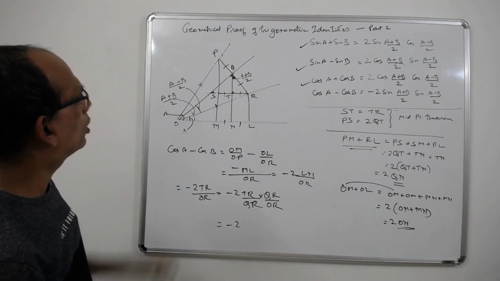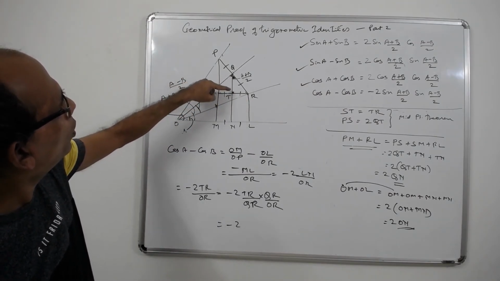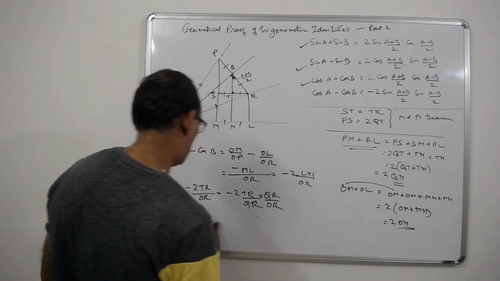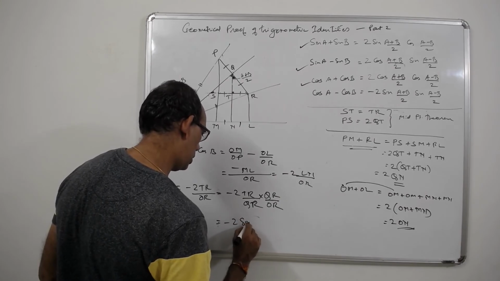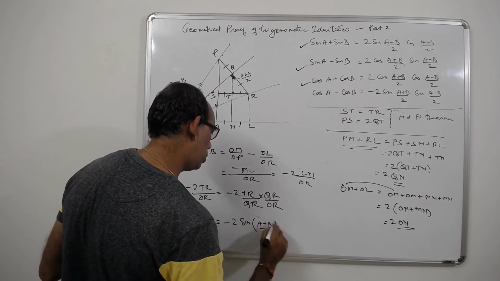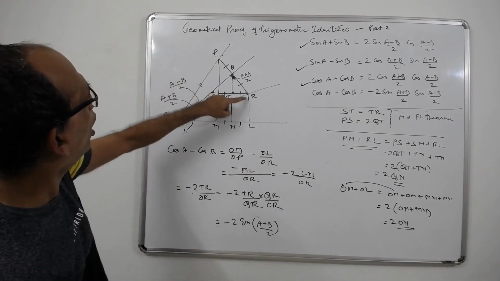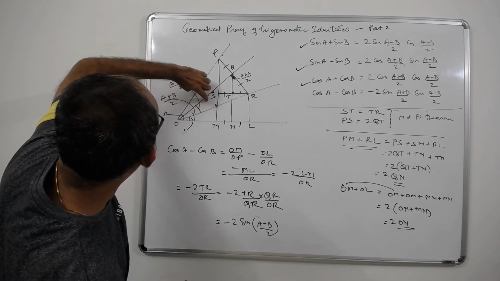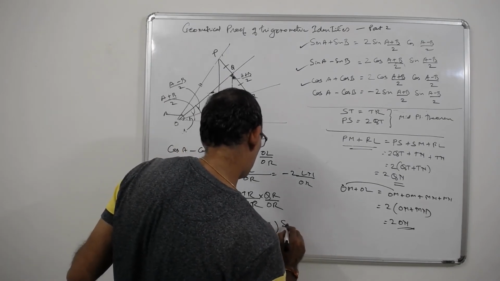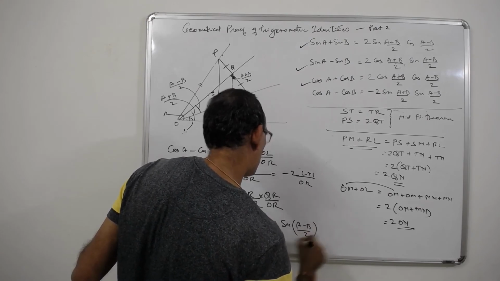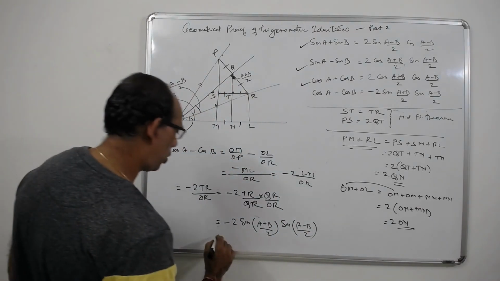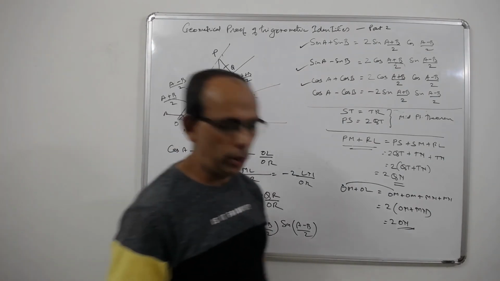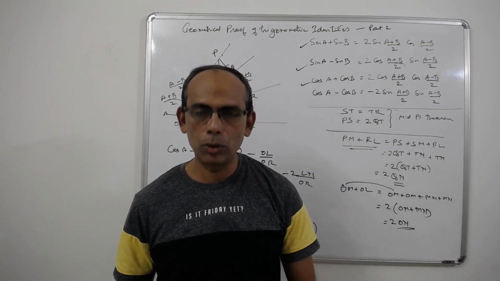Where does it take us? TR upon QR is what? That's sine of A plus B upon 2. Minus 2 sine A plus B upon 2, QR upon OR. That's sine of A minus B upon 2. Yeah, correct. So this is also my RHS. Students, this is the way you do it. Please, you can try yourself, get to know more about it.